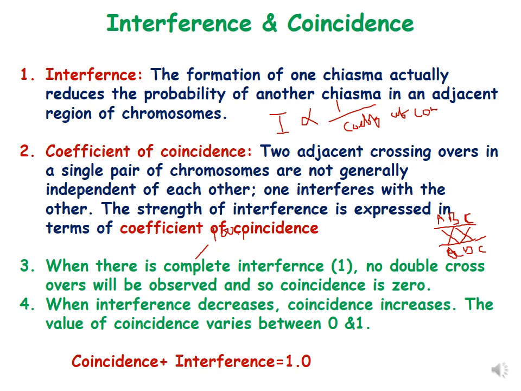So coincidence is when two crossovers take place simultaneously in the vicinity, and interference is when the formation of two chiasmata in the vicinity is interfered with. When there is complete interference, no double crossover will be observed, and so the coincidence will be zero. But when interference decreases, coincidence increases. So the value of coincidence varies from 0 to 1. And we have to remember this formula: coincidence plus interference is equal to 1. This is the first formula you are seeing in this lecture. Coincidence plus interference is equal to 1.